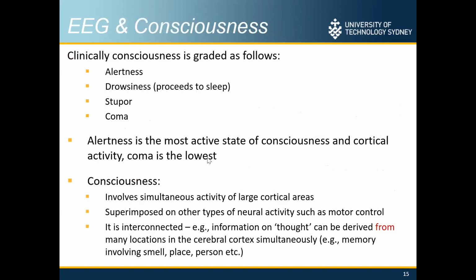Clinically, consciousness can be graded into 4 different parts. You've got alertness, followed by drowsiness. Then you have the stupor, which is a state of mind where you're close to unconsciousness with less reactivity to specific stimuli. And the last part is the onset of coma.